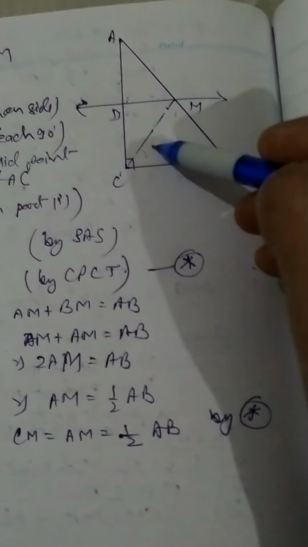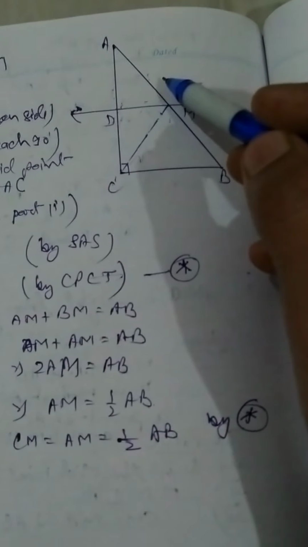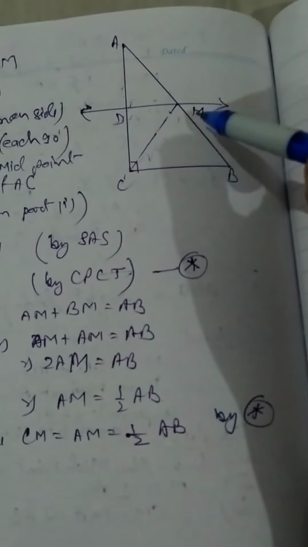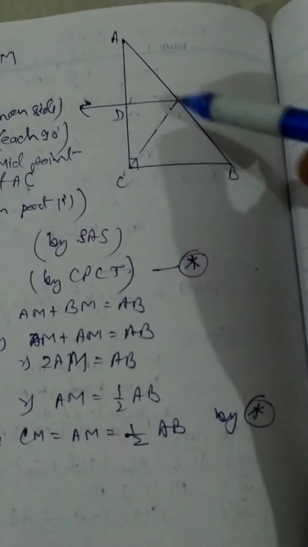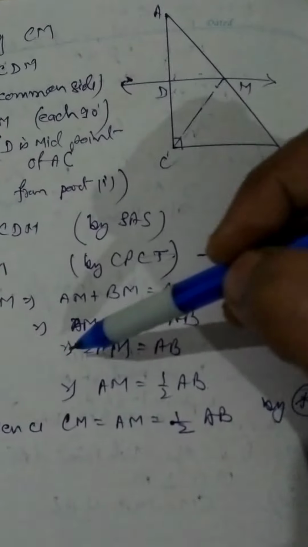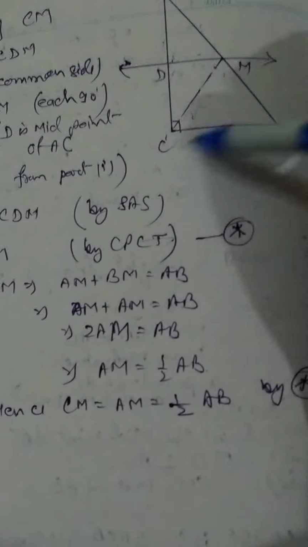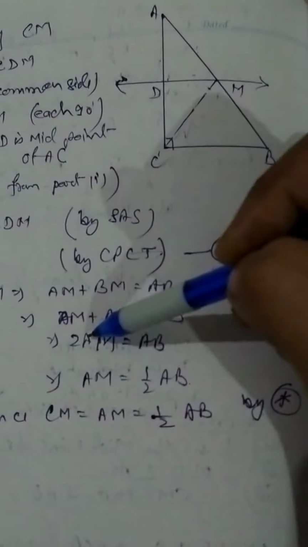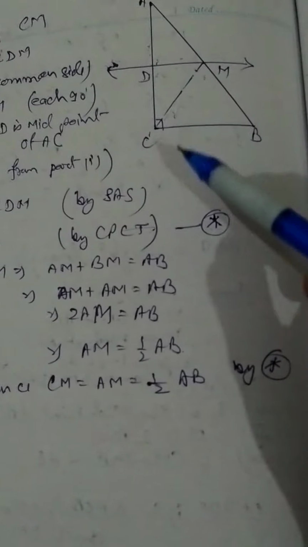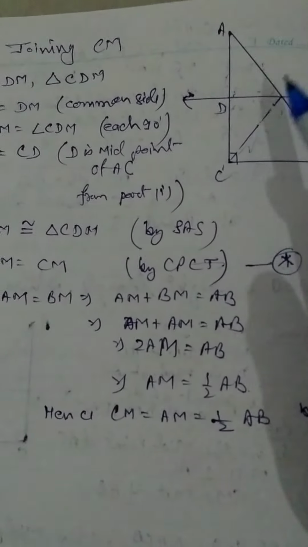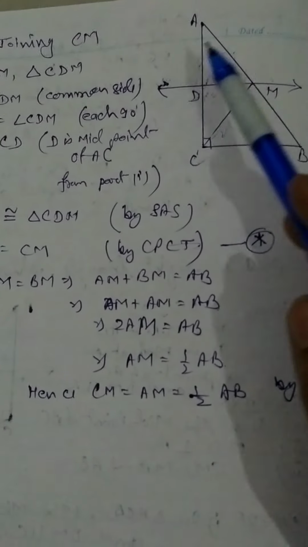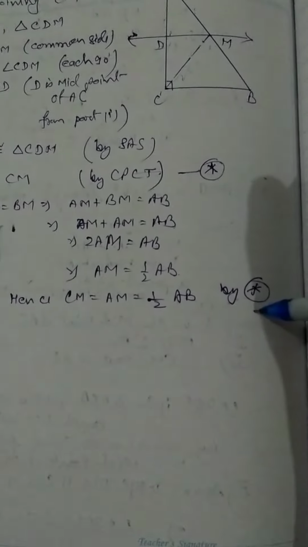If AM is equal to CM, and earlier it is given that M is the midpoint of AB, so AM is half of AB. AM plus BM is AB, but BM is equal to AM. So AM plus AM is AB, that is twice AM is AB. So AM is half of AB. And by CPCT, you have proved that AM is equal to CM. So if AM is half of AB, CM is also half of AB. So concluding this, you can prove the third part.